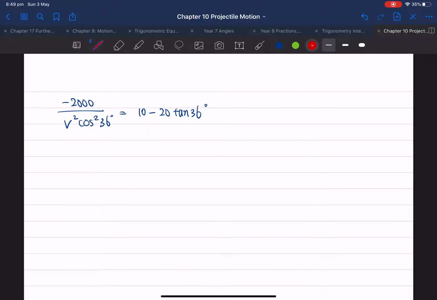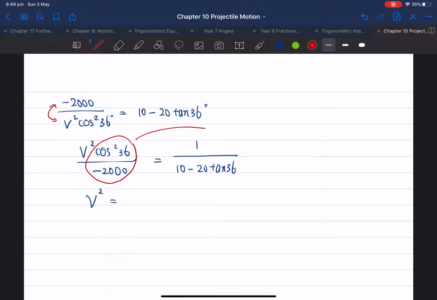All right, we can do it now. So now what I need to do is to find v squared. I'm just going to do the reciprocal on the left-hand side, and you can do the reciprocal on the right-hand side. The reason for that is just because I want the v to be on the numerator. 1 over 10 minus 20 tan 36. All right, so therefore v squared is equal to, we're going to move everything here to the right-hand side. So that becomes a division. Division becomes a multiplication, so we need to switch the order again.